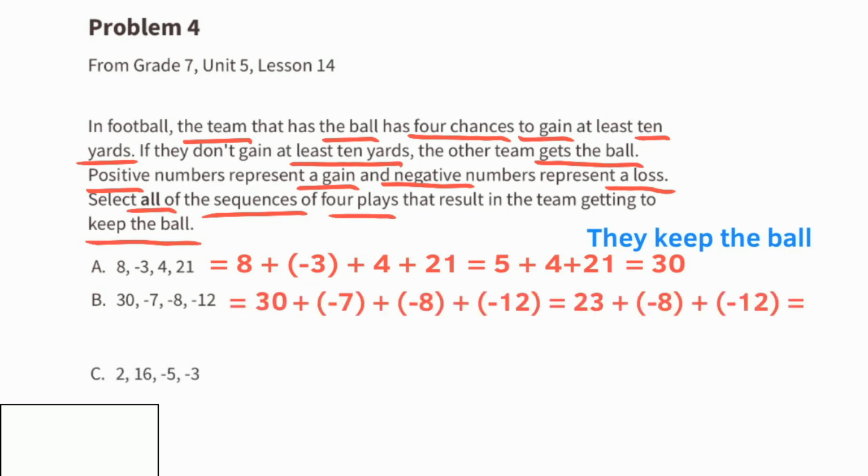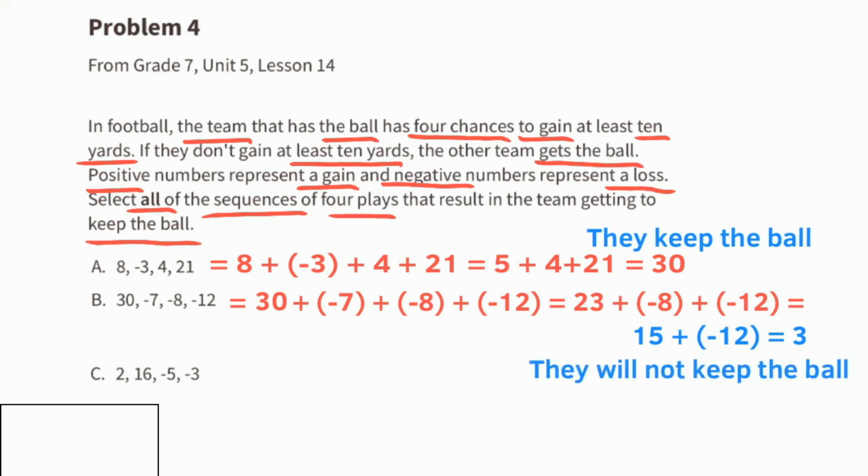B. They gained 30 yards, then they lost 7 yards, they lost another 8 yards, then they lost another 12 yards. That's a total gain of 3 yards. Since they didn't have a total gain of at least 10 yards, they will not get to keep the ball.